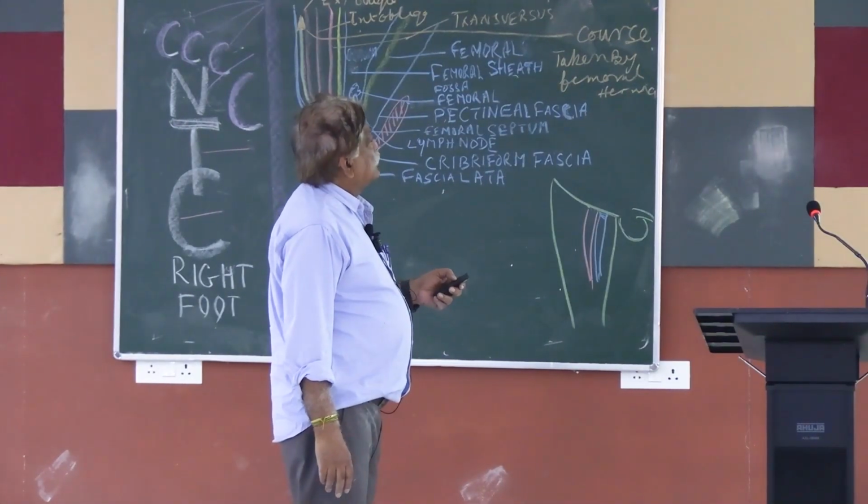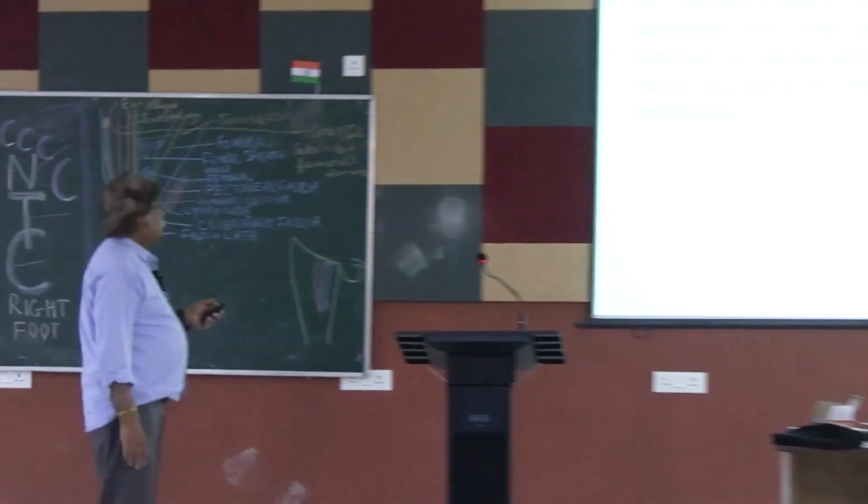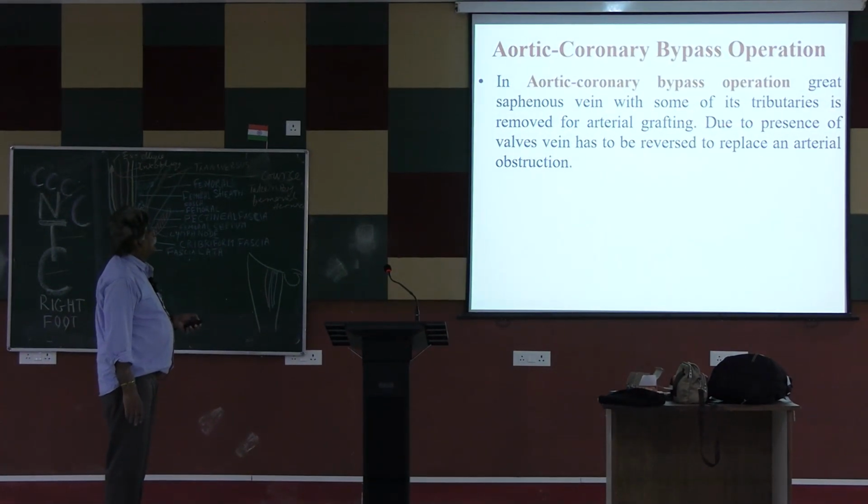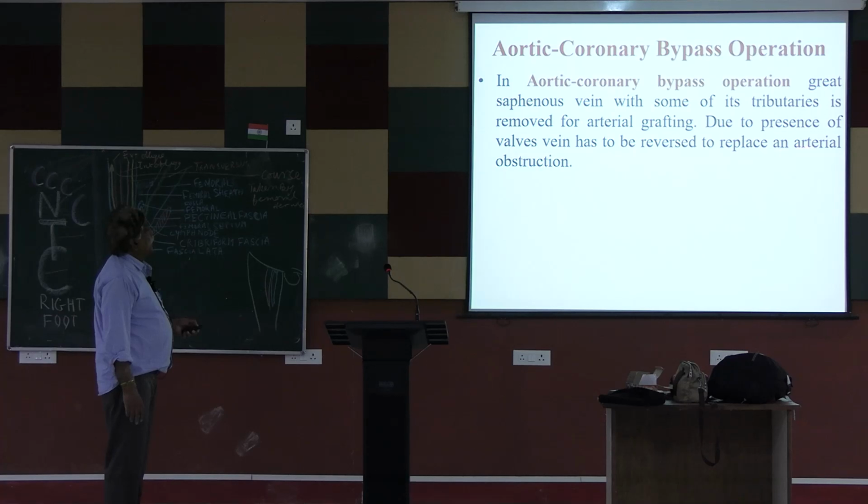Now, aortic coronary bypass operation. In aortic coronary bypass operation, the great saphenous vein with some of its tributaries is removed for arterial grafting. Due to the presence of valves, the vein has to be reversed to replace an arterial obstruction.